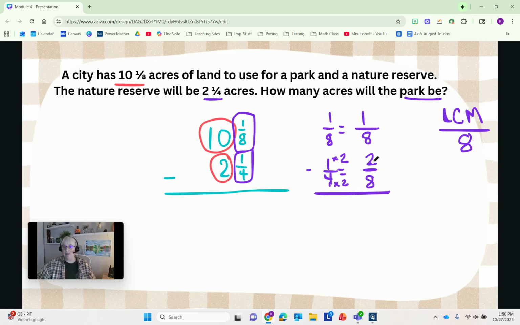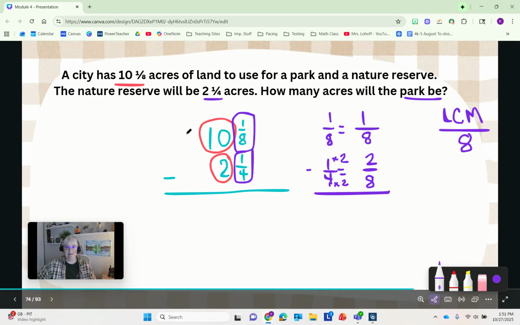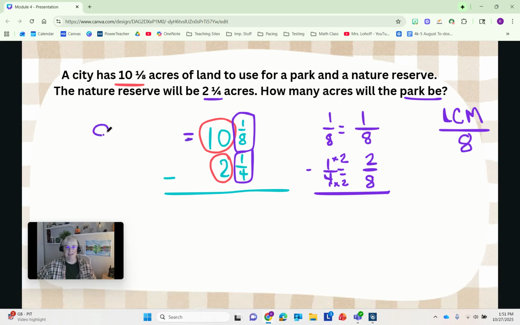1 minus 2, we don't have enough. So we have to rename this. Instead of 10 1/8, I'm going to make this 9 and 10 1/8. That would be the same as 9 plus 8/8 plus 1/8, right? Let me put a plus sign here, because 9 plus 1 is 10, and 10 plus 1/8 equals 10 1/8.